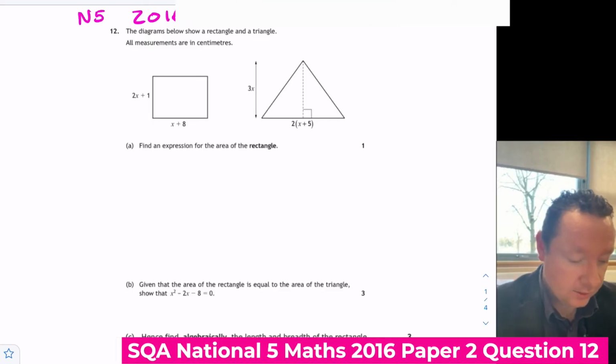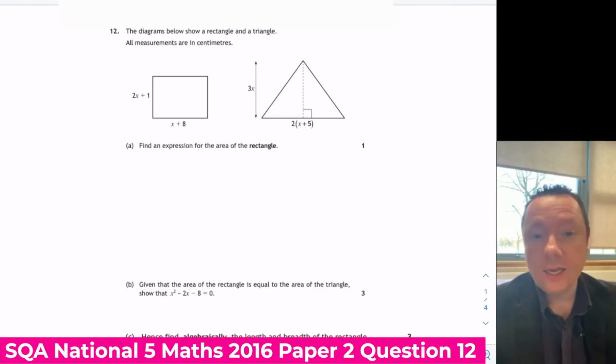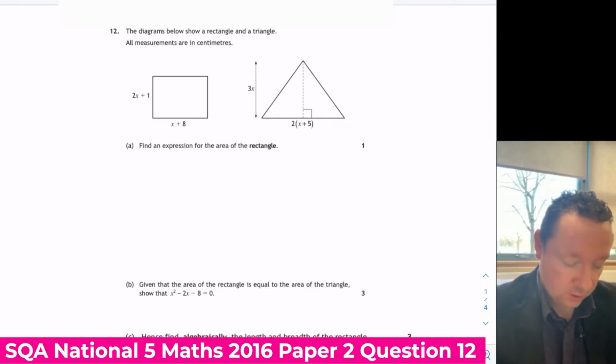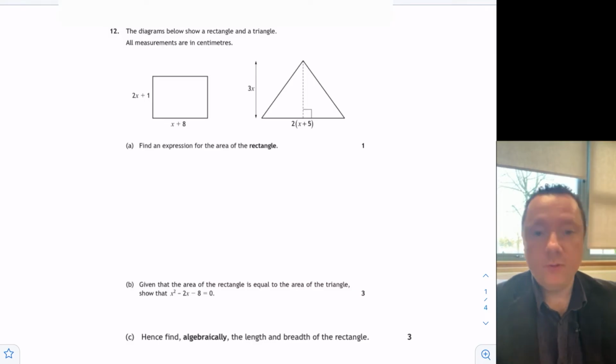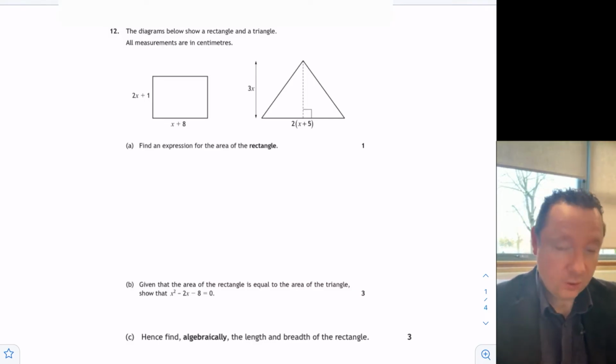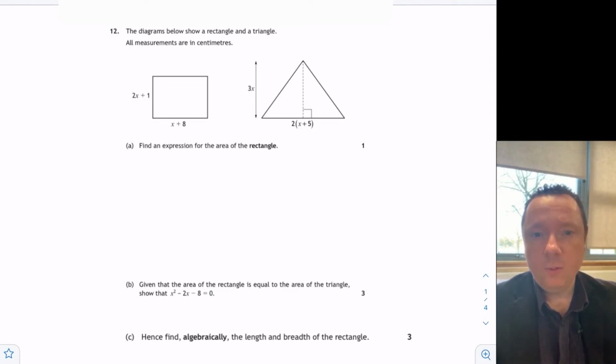And we're done there. And it says the diagrams below show a rectangle and triangle. All measurements are in centimetres. Find an expression for the area of the rectangle for 1 mark. Then, given the area of the rectangle equals the area of the triangle, show that x squared minus 2x minus 8 equals 0 for 3 marks. Then find algebraically the length and breadth of the rectangle for 3 marks as well. Have a look at this and see if you can get anywhere with it before we come back and discuss it and see what the solution is.